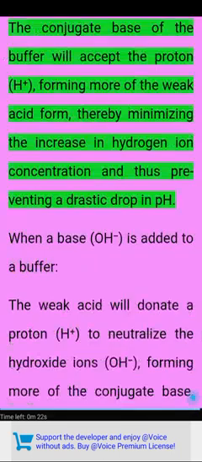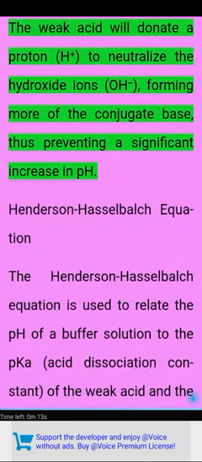When an acid (H+) is added to a buffer, the conjugate base of the buffer will accept the proton, forming more of the weak acid form, thereby minimizing the increase in hydrogen ion concentration and thus preventing a drastic drop in pH. When a base (OH-) is added to a buffer, the weak acid will donate a proton (H+) to neutralize the hydroxide ions, forming more of the conjugate base, thus preventing a significant increase in pH.